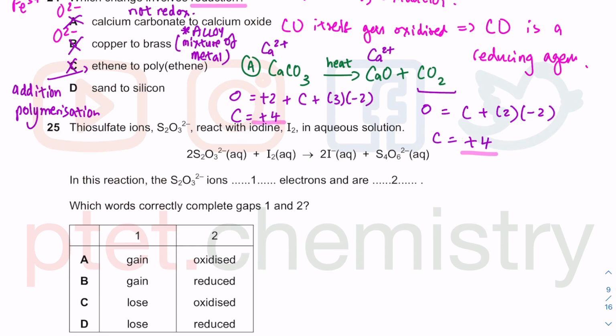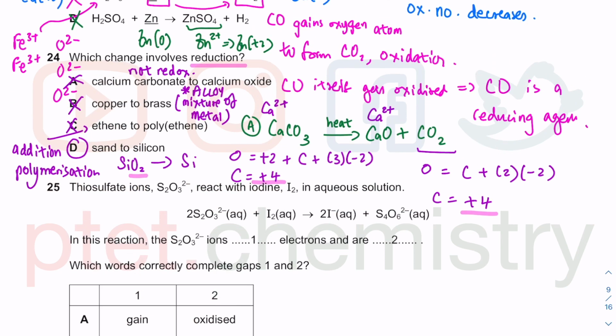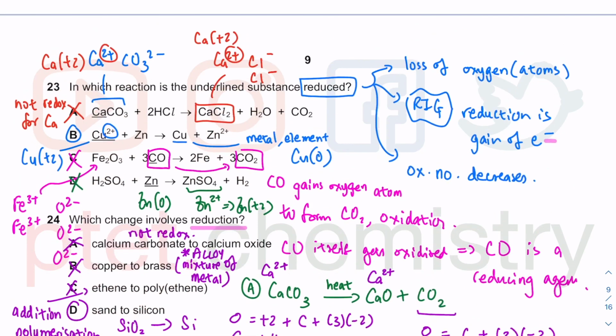In terms of sand, sand is going to be SiO2, silicon 4 oxide, silicon dioxide going to silicon. We can see that just now you have oxygen, now you no longer have oxygen. So the SiO2 loses oxygen to form silicon. Loss of oxygen is reduction, and it was mentioned in one of the 3 definitions of reduction in the syllabus, in the curriculum.